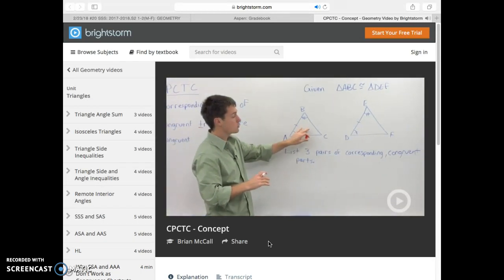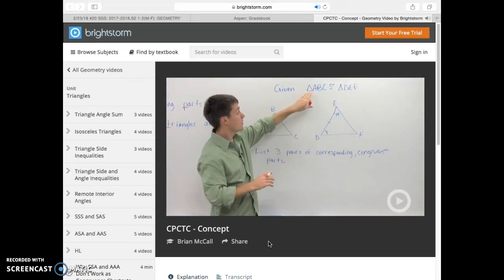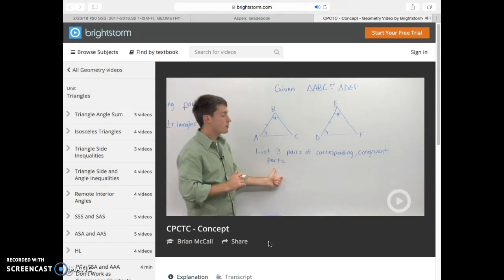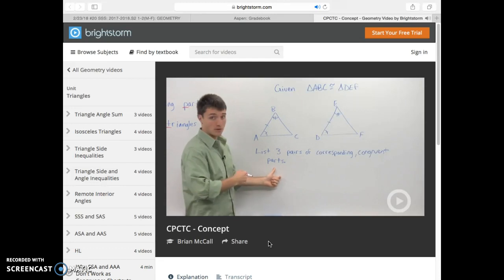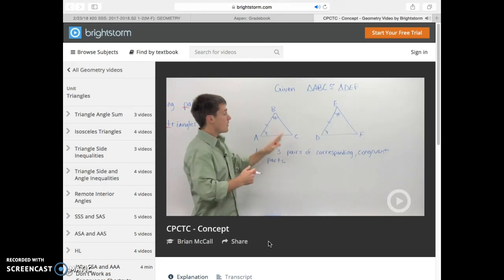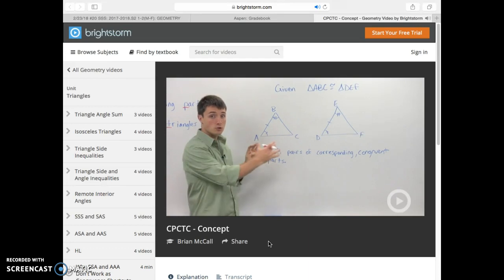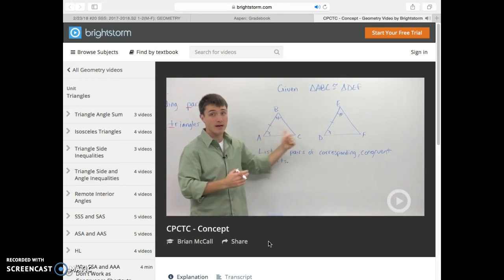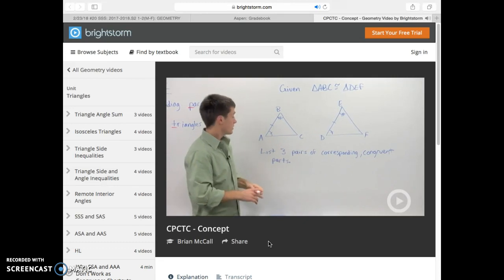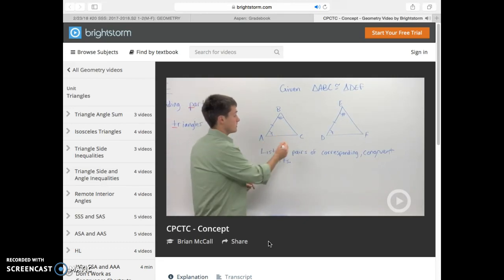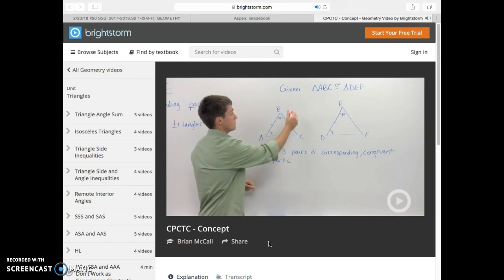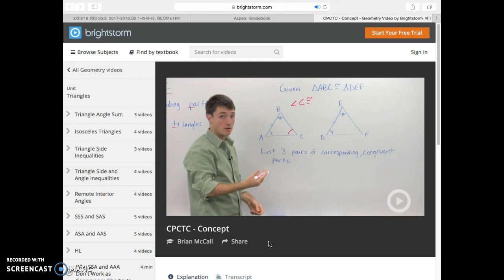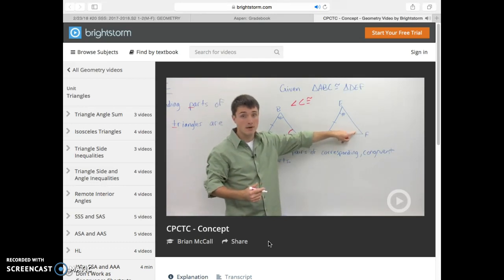So let's say we had two triangles, where I said, these two triangles are congruent. I'm going to ask you, what are three pairs of corresponding congruent parts? Corresponding means they're in the same position in the two triangles. Congruent because we accept the fact that these two must be congruent. So let's pick out an angle C. If I look at angle C, the congruent corresponding part must be angle F.